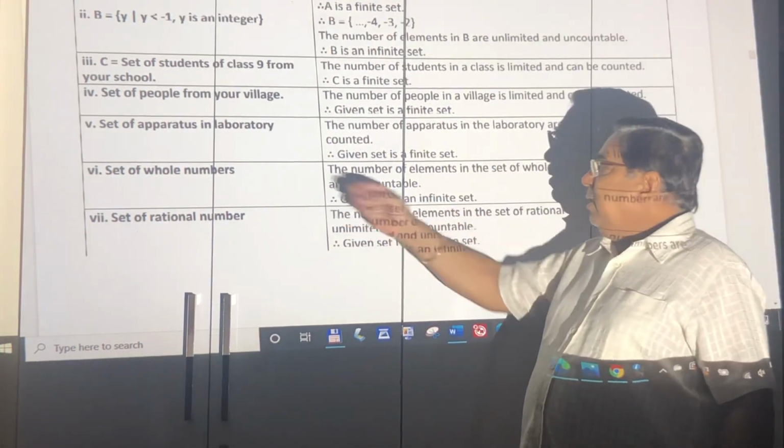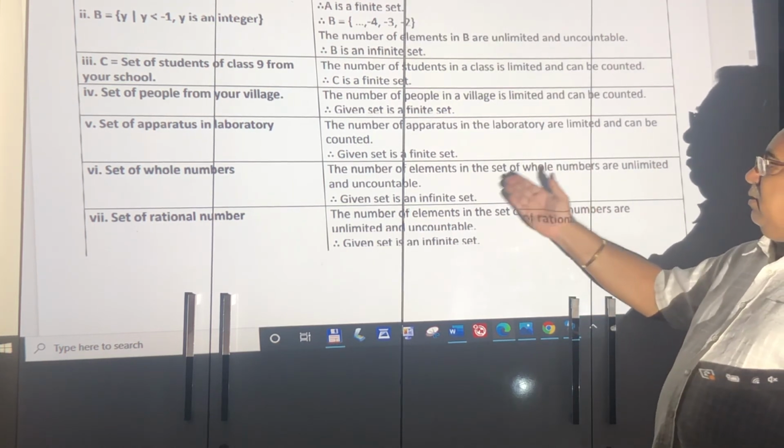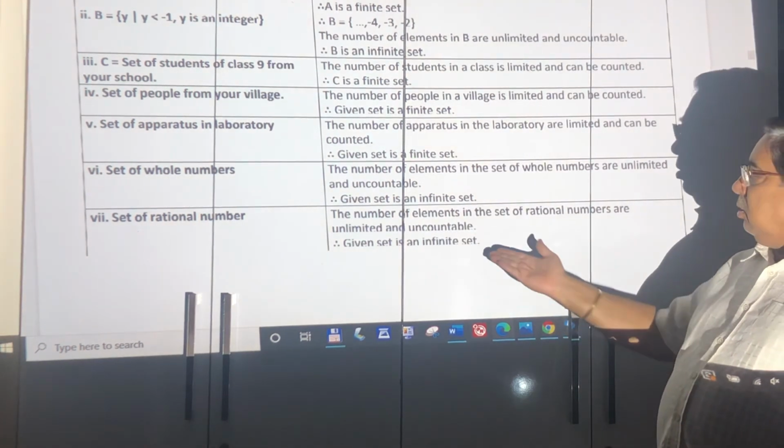Set of whole numbers. Who can count whole numbers? Madness. Unlimited. Infinite set. Set of rational numbers. Who can count? Infinite set.